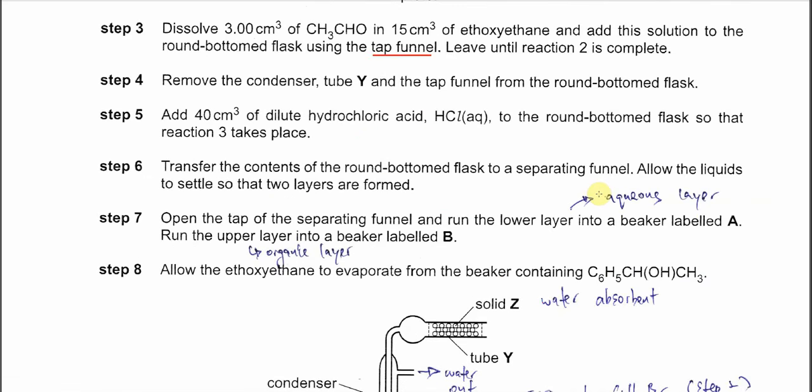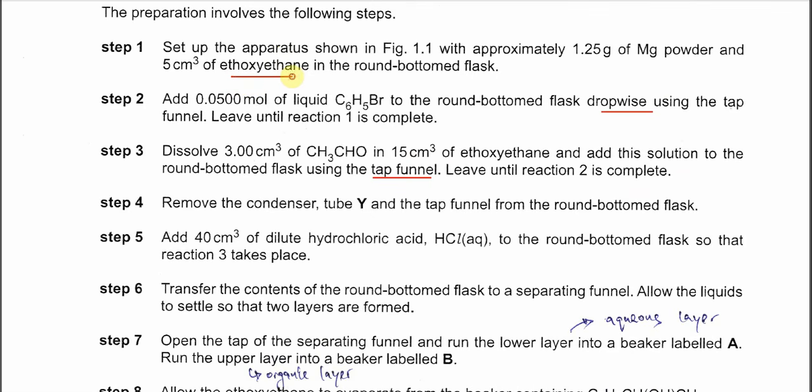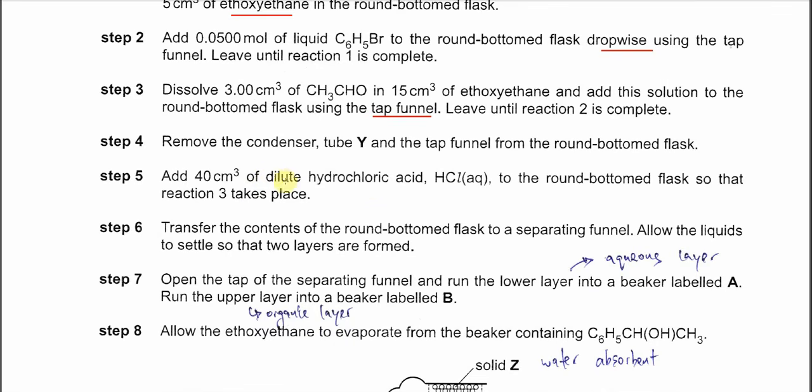Okay, that's how the reactions happen. And after the alcohol is produced, transfer all the reaction mixture to the separating funnel. So you have to understand: first we start with the organic solvent, epoxyethane. Then in step 5, the aqueous solution, the acid, is added.